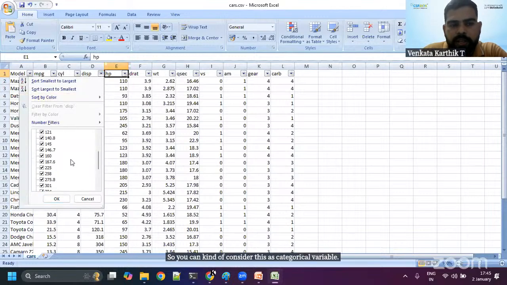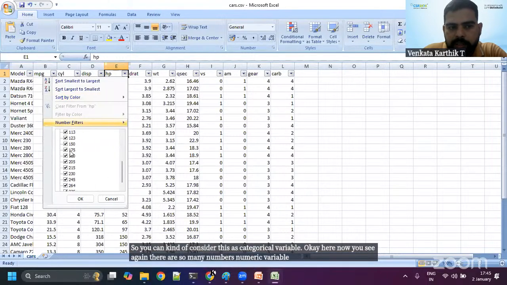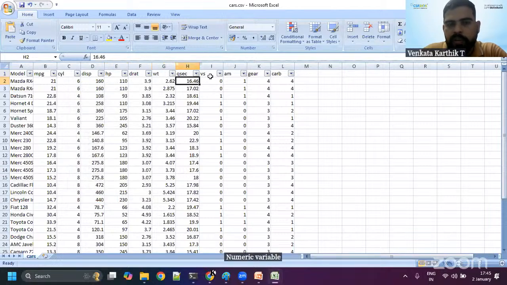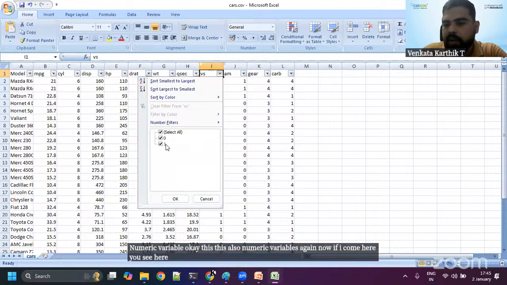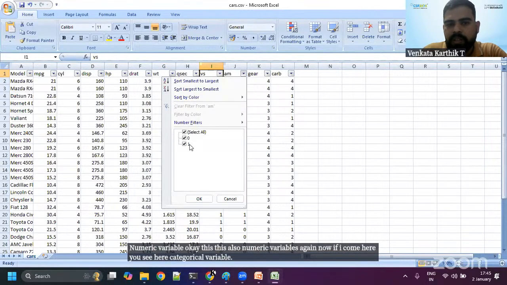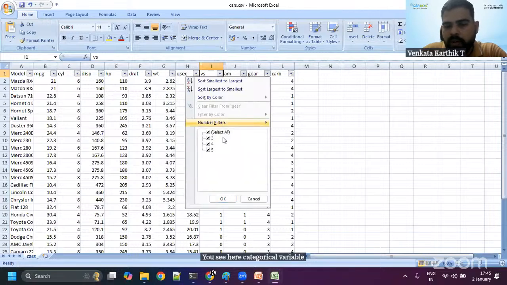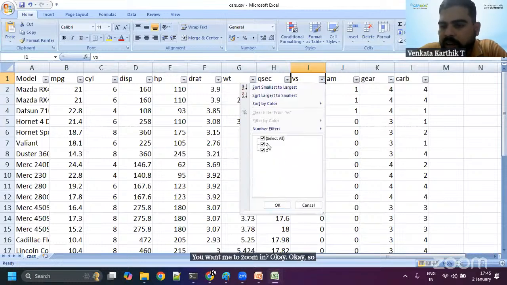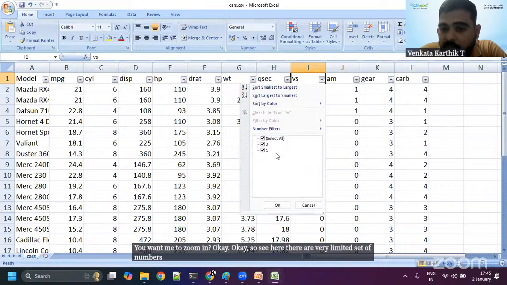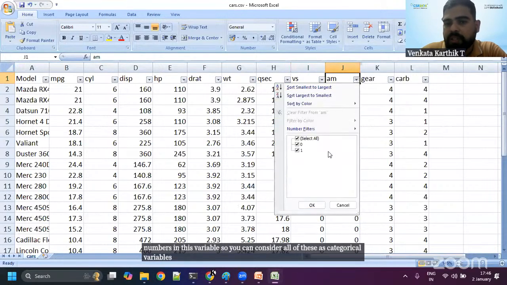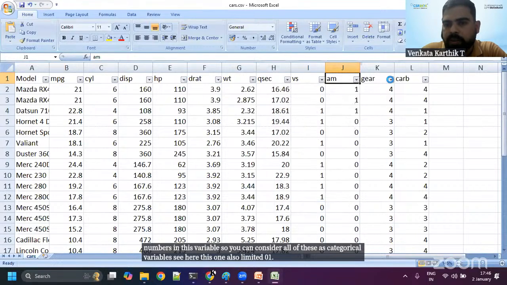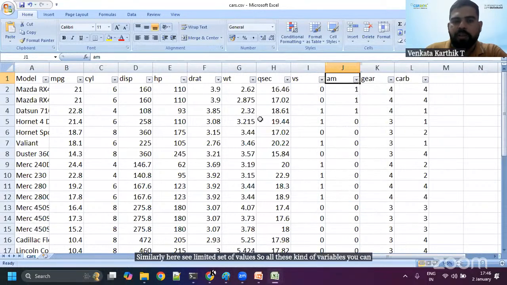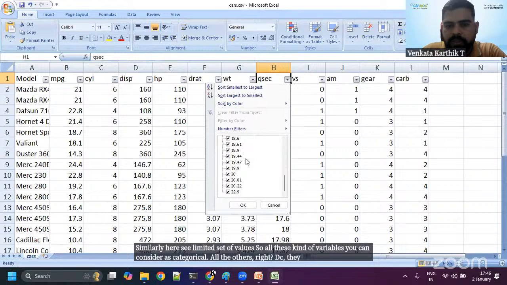Here again there are so many numbers: numeric variable, numeric variable, numeric variable. This also is numeric. Now if I come here, you see here a categorical variable, and here a categorical variable. You want me to zoom in? Okay, see, there is a very limited set of numbers in this variable, so you can consider all of these as categorical variables. This one also has limited values, 0, 1. Similarly here, a limited set of values. So all these kinds of variables you can consider as categorical. All the others have a lot of numbers, so these are numeric variables.